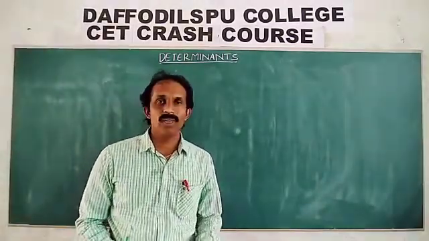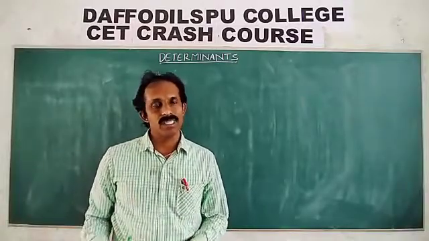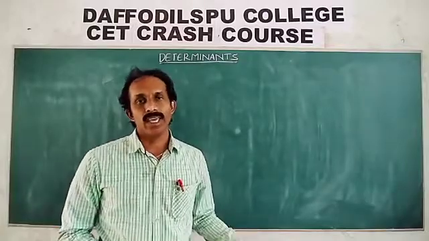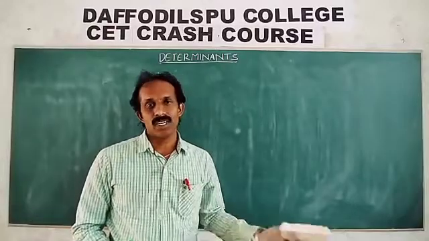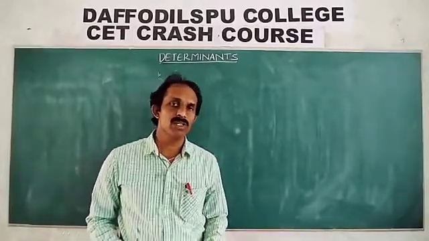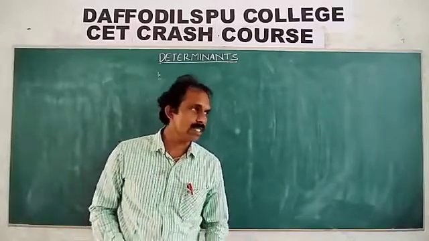For example, first row 1, 1, 1, second row a, b, c, third row a square, b square, c square. What is the resultant answer? The right-hand side value is (a minus b)(b minus c)(c minus a). Some problems like that are there. Remember these values as standard results.